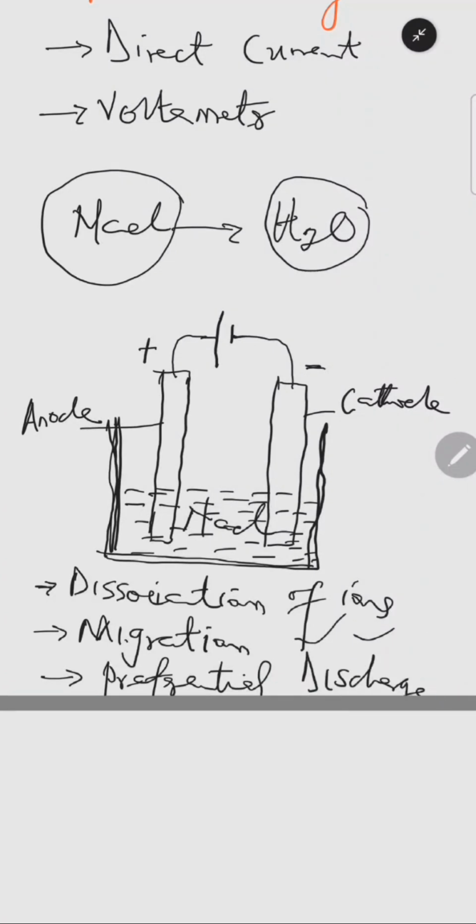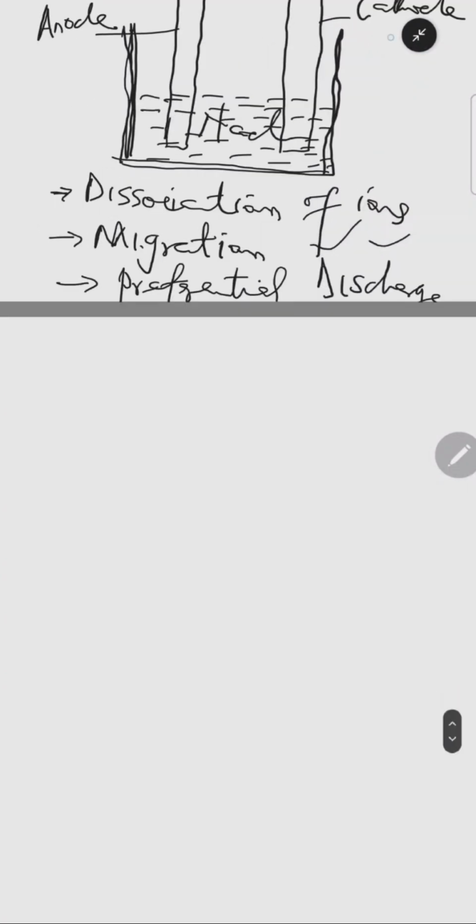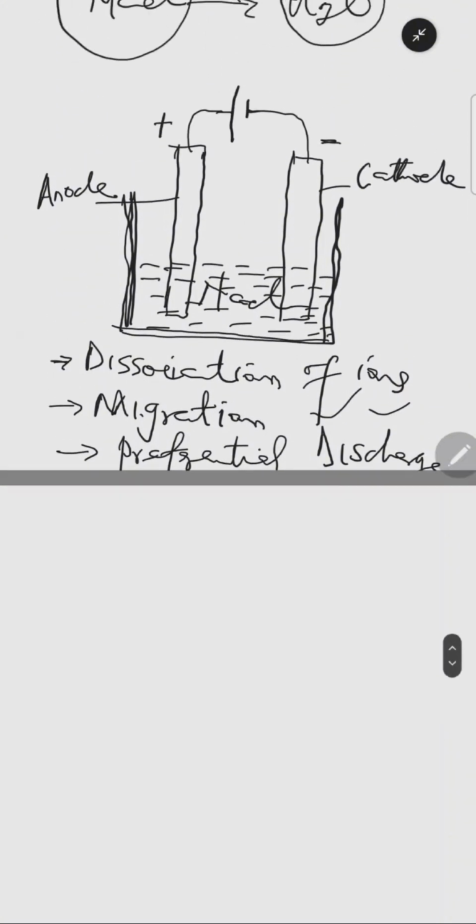So let's take this point one after the other. We have already set up our electrolytic setup here. So we want to know what is going on after we have completed the setup. The first one is dissociation of ions. It means our sodium chloride, which is already present in water, will be dissociated into its ions.